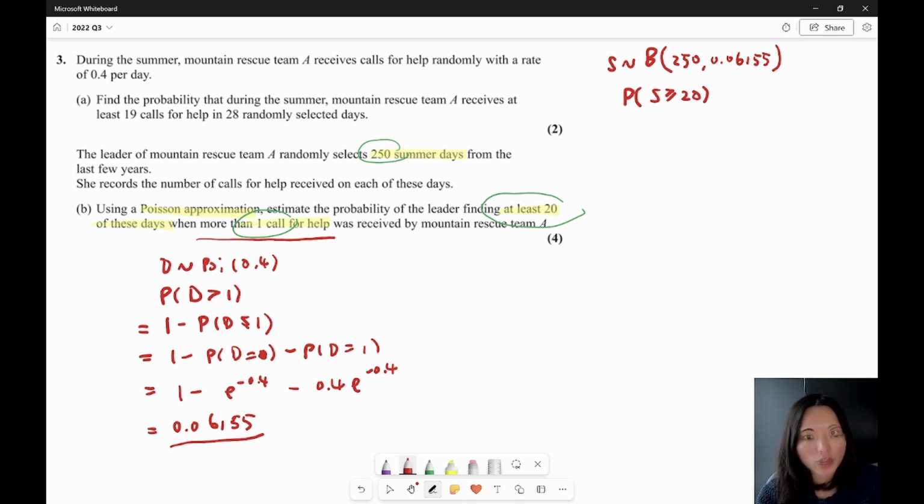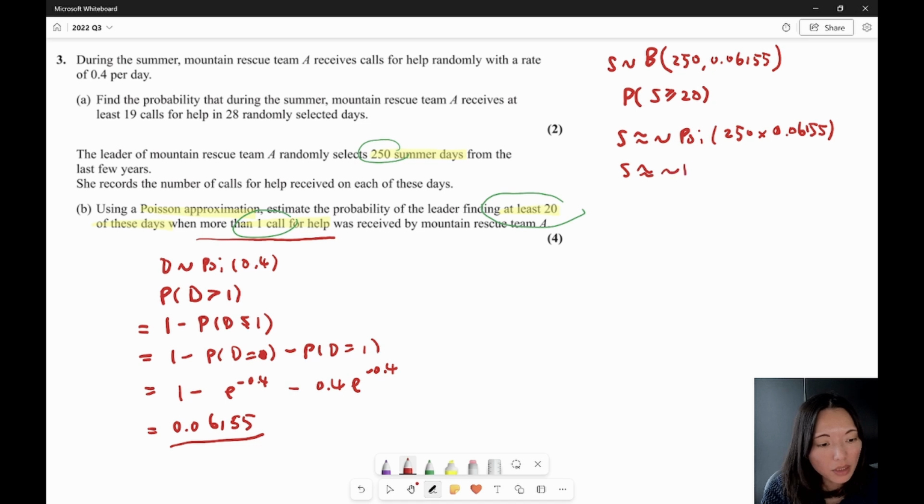Now, we could use a calculator to work this out, but the question is asking us to use a Poisson approximation. We know that in a binomial distribution, when the n is big and the p is small, and in this case, yes, n is big, 250, and p is small, 0.06155, we can approximate that. So S approximately equals a Poisson distribution with the parameter or the mean equal to np. So n times p. This is my Poisson approximation. Therefore, S approximately follows the Poisson distribution with parameter 15.388.